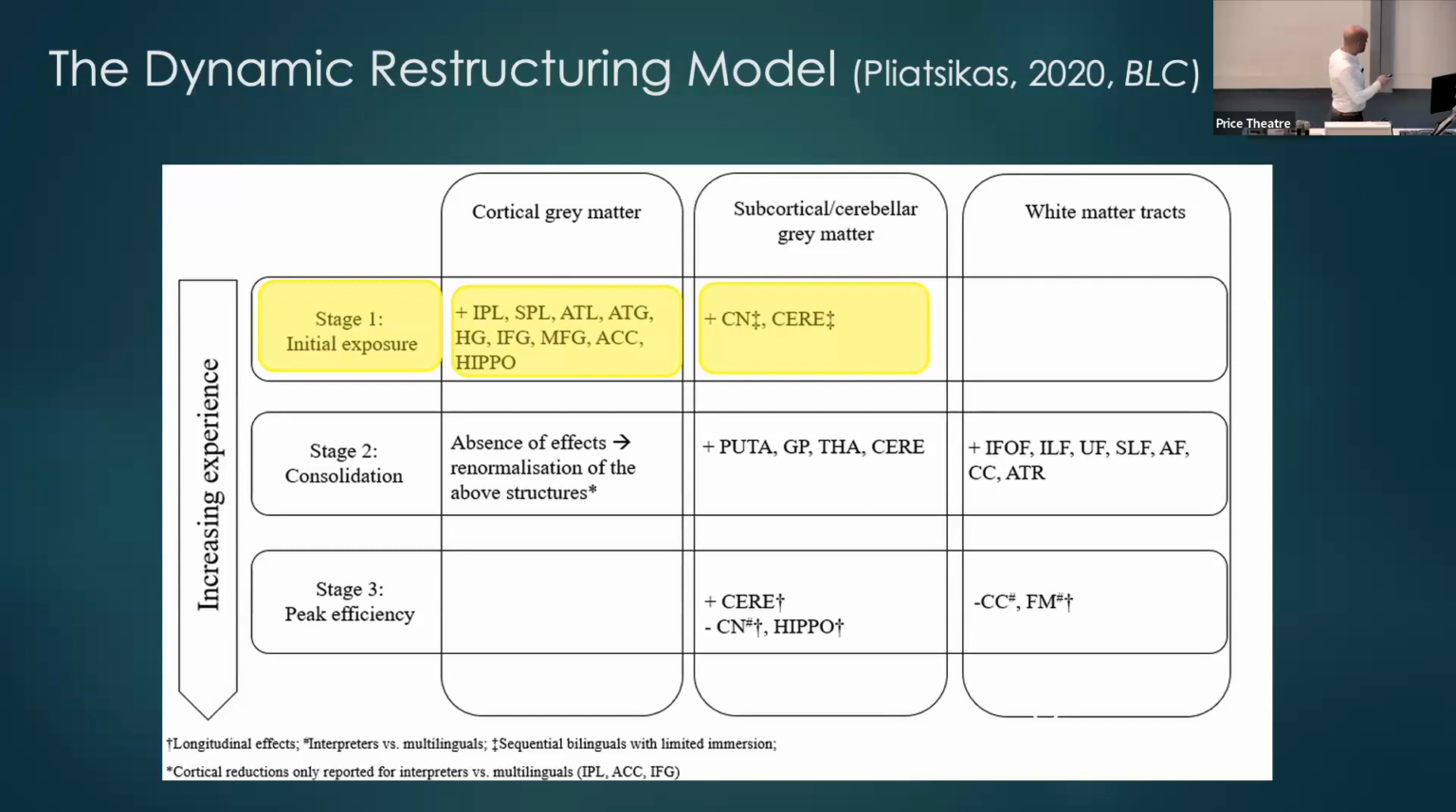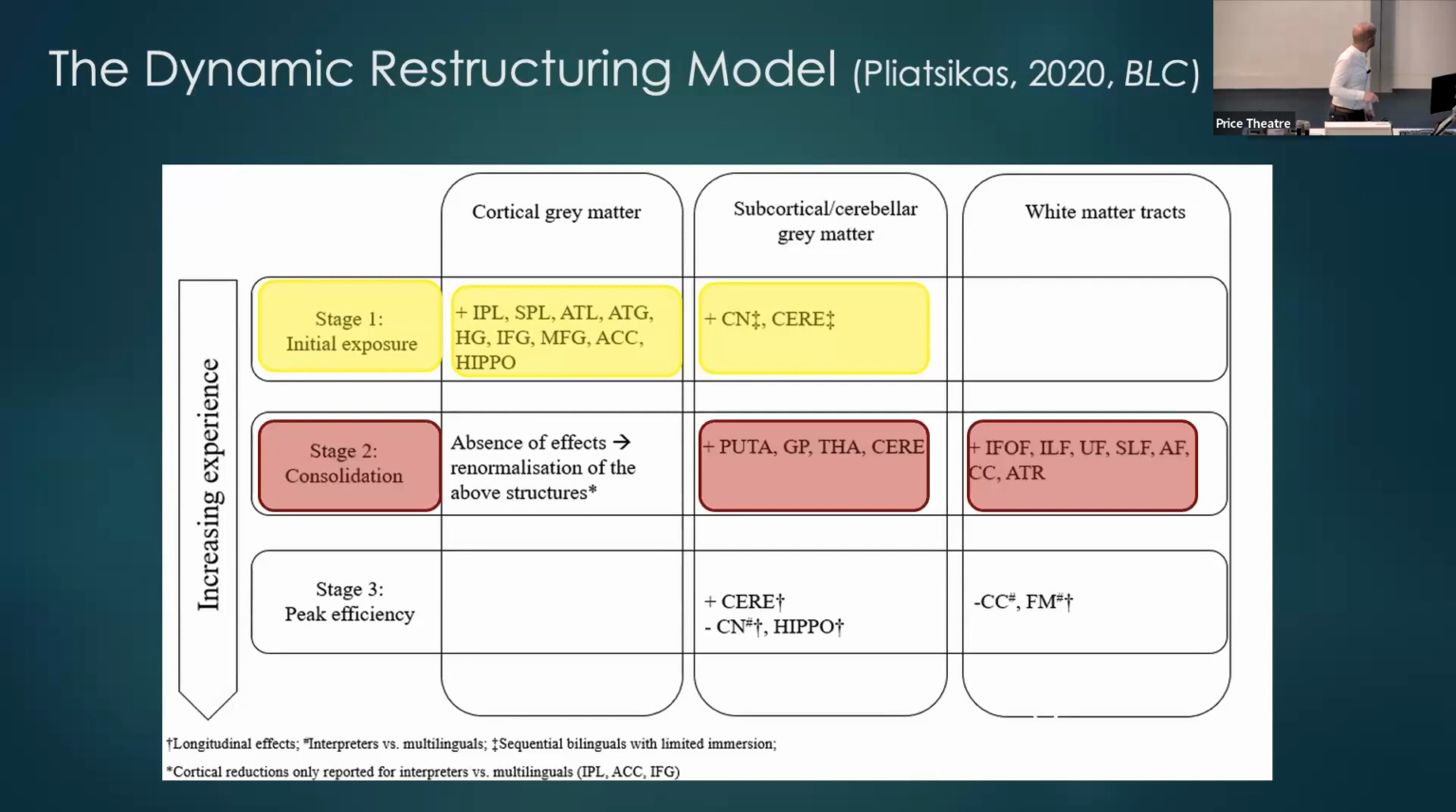With increased exposure, you find that the more experienced bilinguals in the literature do not show any effects in the cortex. So this takes us back to the whole theory about neuroplasticity, right? That you get gray matter increasing when you start learning something, but then those increases disappear when you become an expert in doing something. So this seems to hold for the cortex, but not for subcortical structures. So the more experienced bilinguals, which I call this stage consolidation, it's just a label, you only find increases in subcortical structures and the cerebellum.